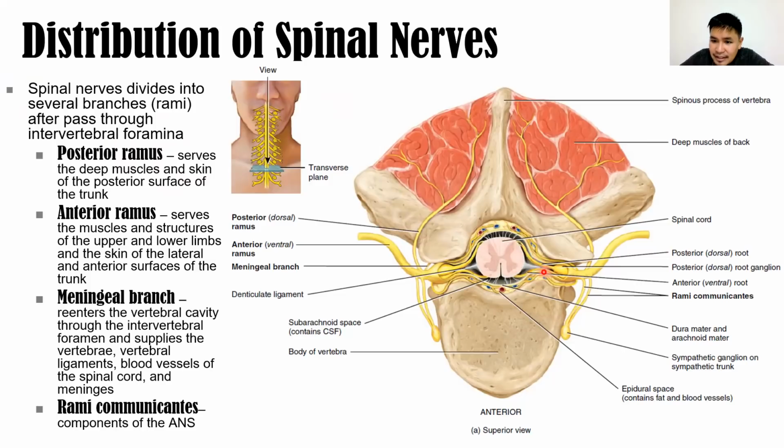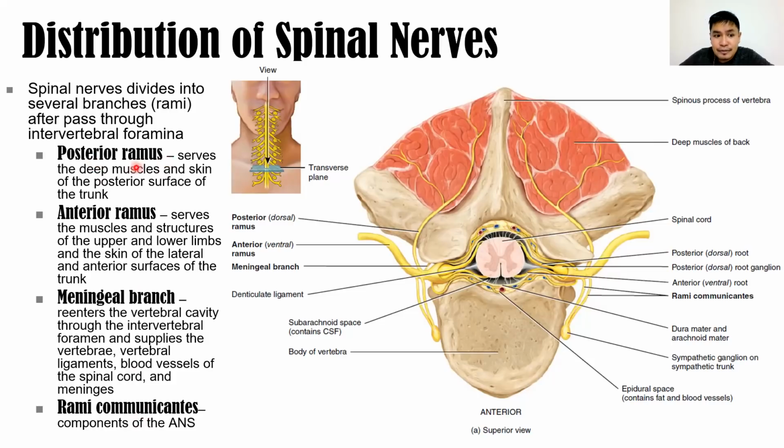Posterior, anterior, nagiging, so meron siyang ganglion, ang posterior. So it becomes your spinal nerve. Your spinal nerve, after passing your intervertebral foramina, will divide, will have several branches. Call it your rami. So these are your different rami. We have your posterior ramus, anterior ramus, meningeal branch, and a rami communicantes.